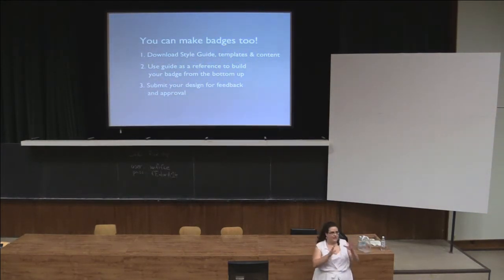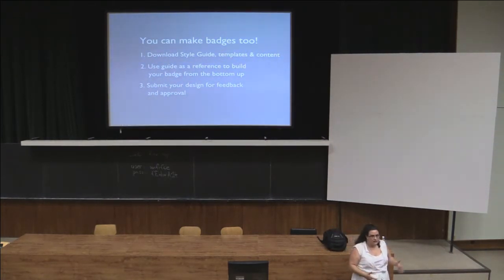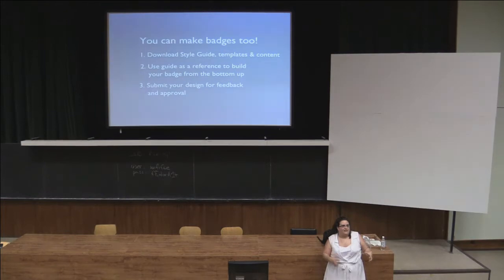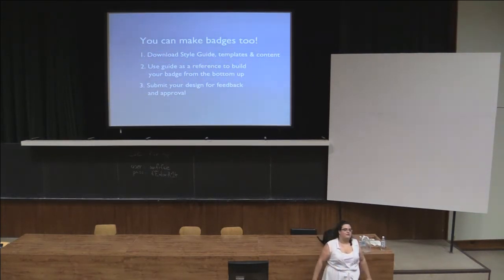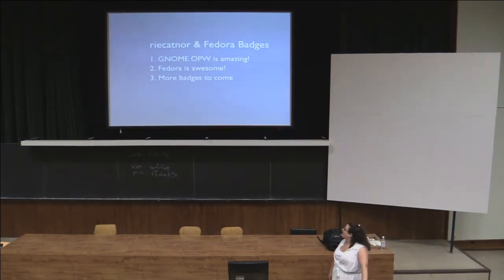The first step, like I said, is to download all of the content that I put on the design resources page, and then use the guide. Have it open while you're designing your badge and refer back to it as often as you want or need to. Then you're going to submit your design for approval and feedback. So that's basically three simple steps to designing it.